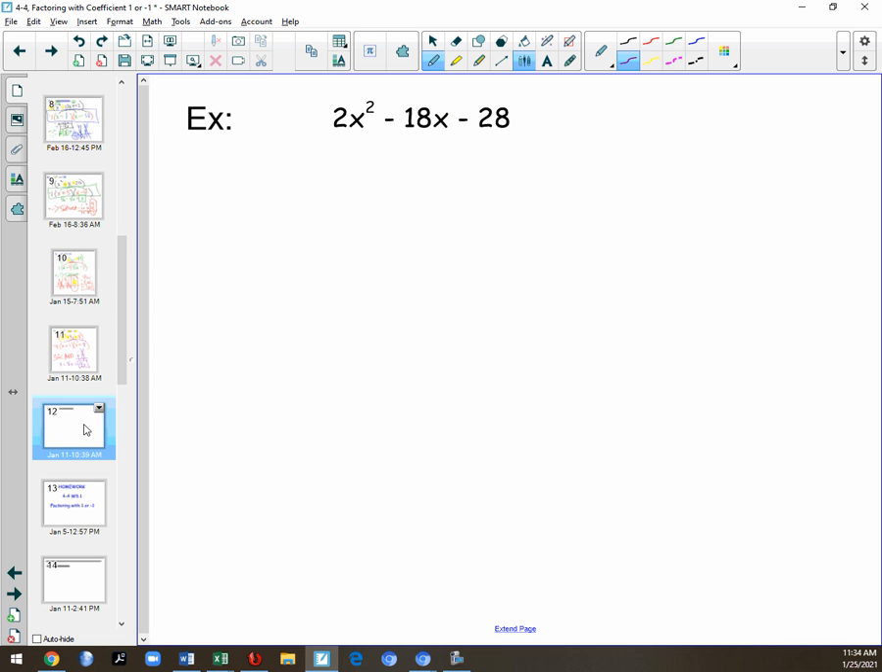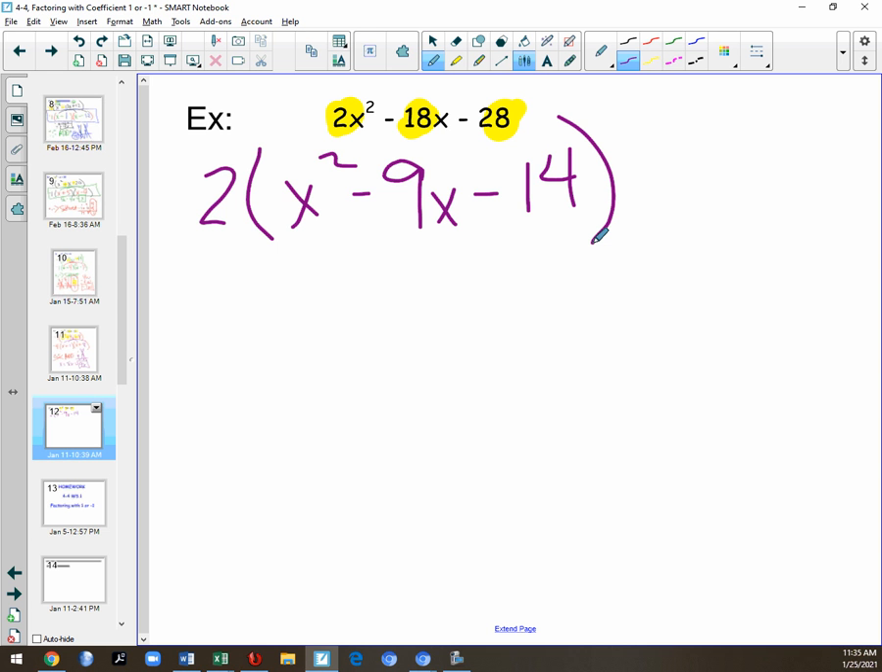Last example. Again, we want to look at this 2 and see if the 18 and the 28 are both divisible by 2. They're both even, so that means yes. So I'm going to pull out a factor of 2. When you pull out a GCF, you are doing the operation of division. 2 divided by 2 is going to be a 1x squared. -18 divided by 2 is -9x. -28 divided by 2 is -14. Okay?